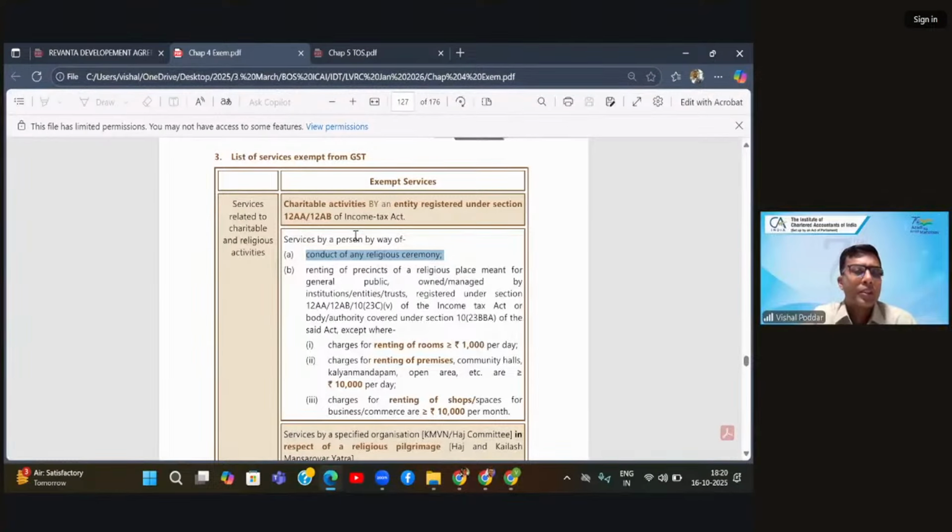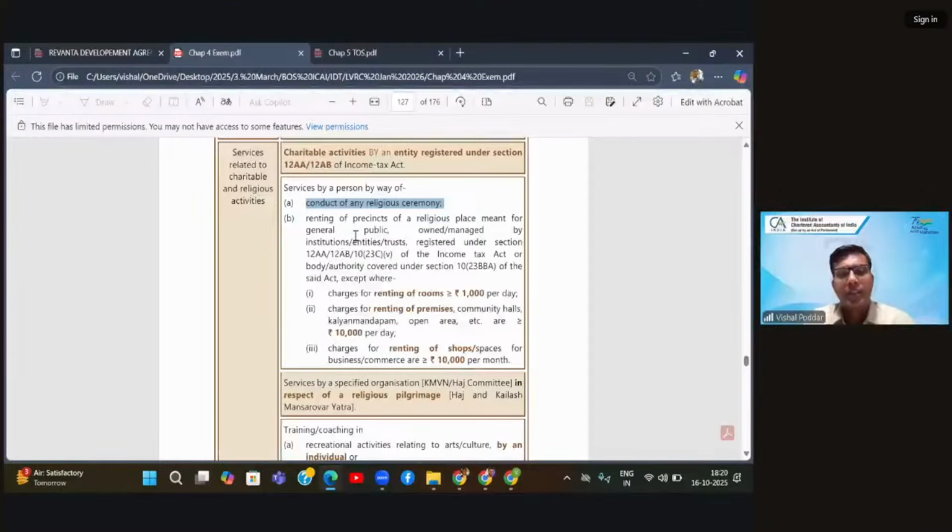So this first exemption is to an individual who is performing the various religious pujas, the different types of ceremonies that are prescribed by our religious texts. Whatever fees are paid to them is what is exempted.